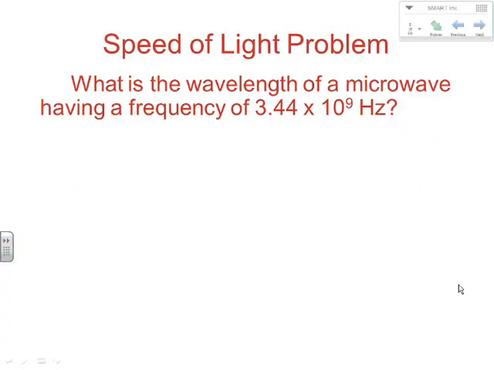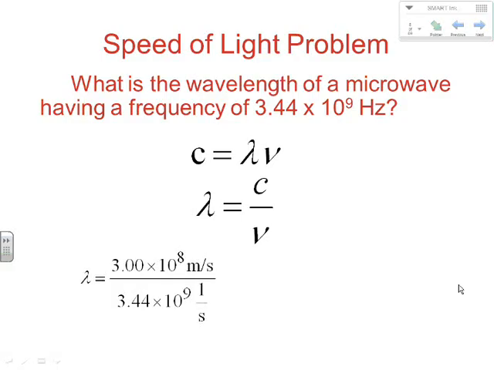Now, quick math problem. What is the wavelength of a microwave having a frequency of 3.44 times 10 to the 9th hertz? So we're given frequency and we're asked to find wavelength. Remember, the relationship between them is frequency times wavelength equals the speed of light. As a constant, we can use the speed of light to convert one to the other. So if we want to know wavelength, we take the speed of light and divide it by the frequency. Speed of light is 3.00 times 10 to the 8th meters per second. The frequency was given as 3.44 times 10 to the 9th hertz.